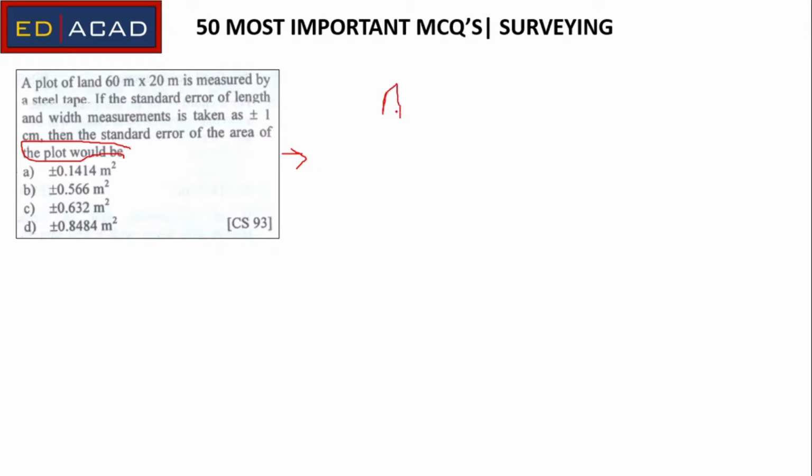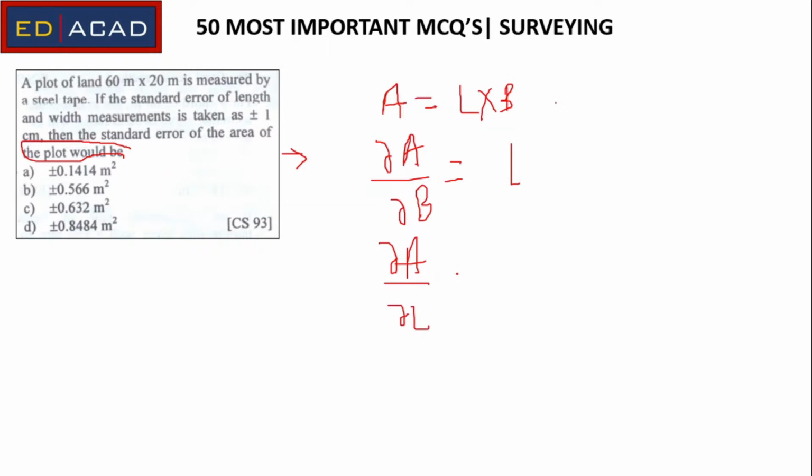So for the area of a rectangular plot we have L into B, right? First we need to do the partial differentiation of this area with respect to each one of them. Let's say first we do with respect to breadth, we get this as L. Then we partially differentiate the area with respect to length and we get this as B, right? And for both the length and the breadth, the error which is given is plus minus 1 centimeter.